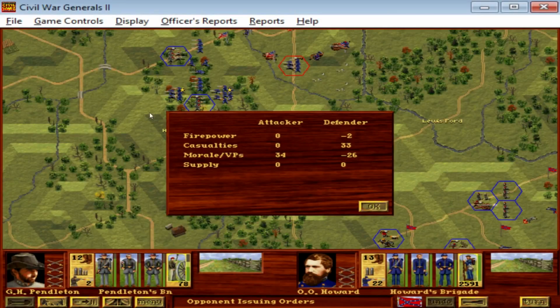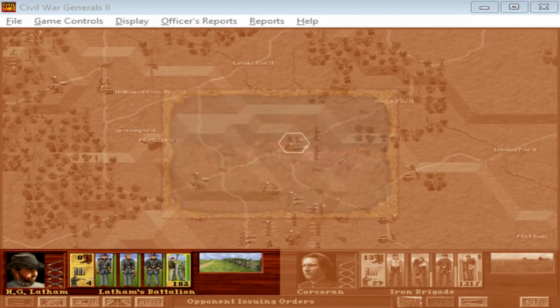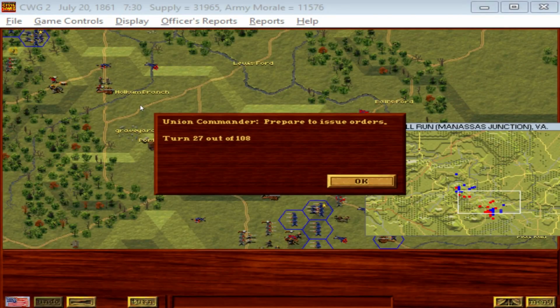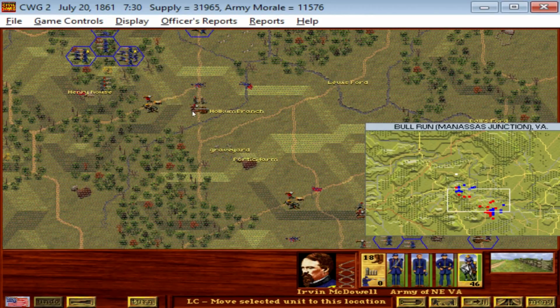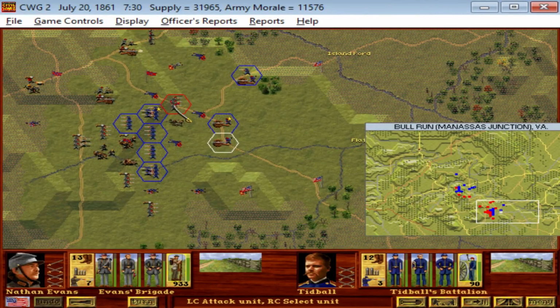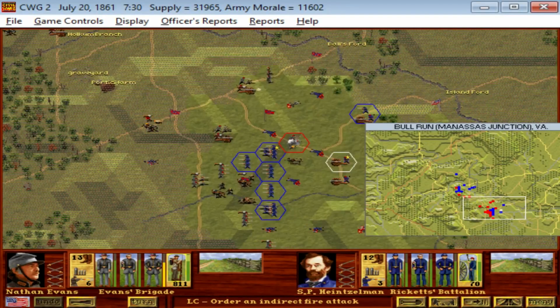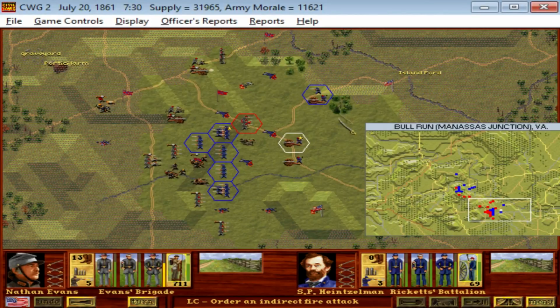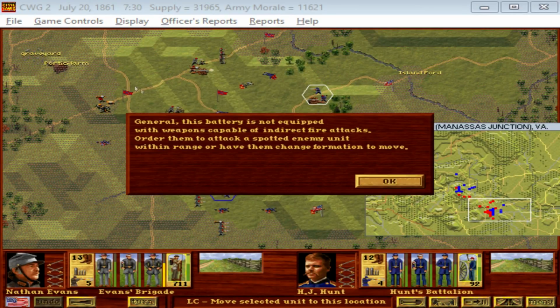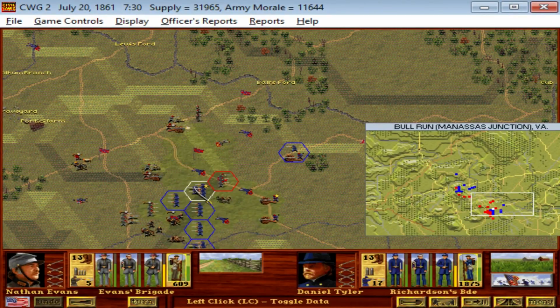And there they begin to be organized. Irvin McDowell, a commander with very little experience, but good relations with political figures in Washington, is promoted to brigadier general in the regular army, and he is given command of the Union Army in the East. It's going to be called the Army of Northeastern Virginia. And he starts organizing the army. He organizes it into 5 different divisions and begins drilling and training the troops.